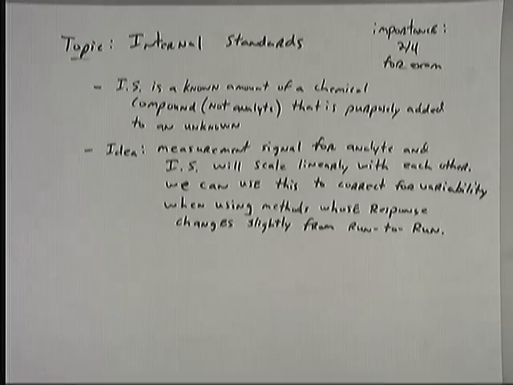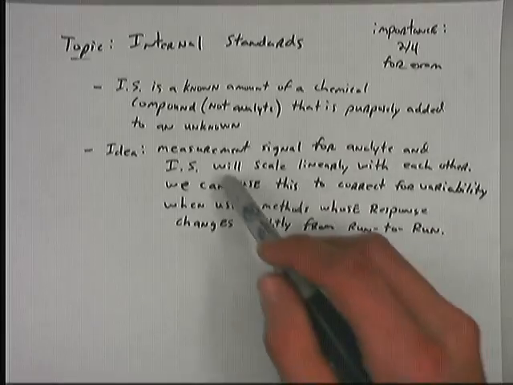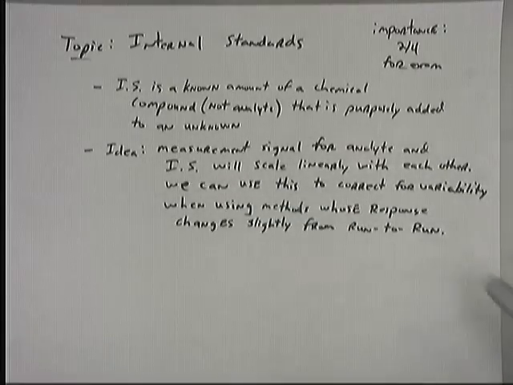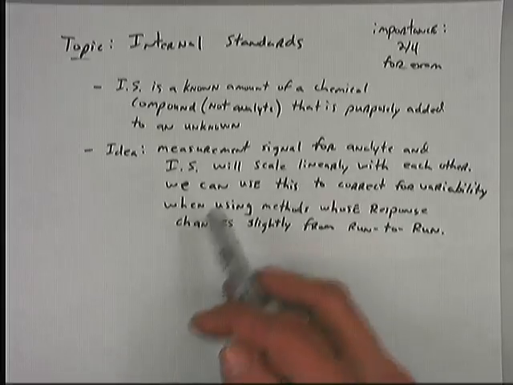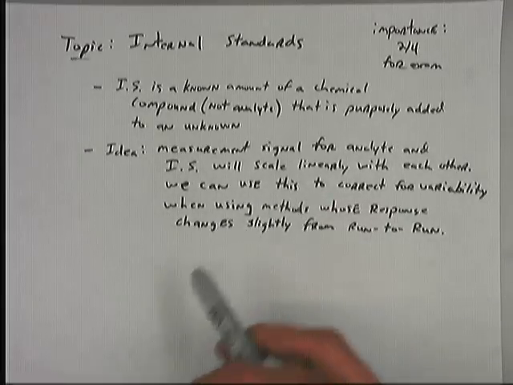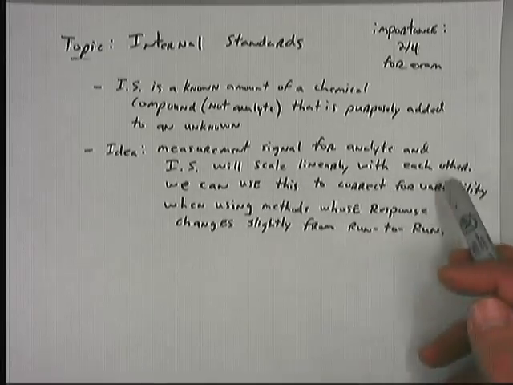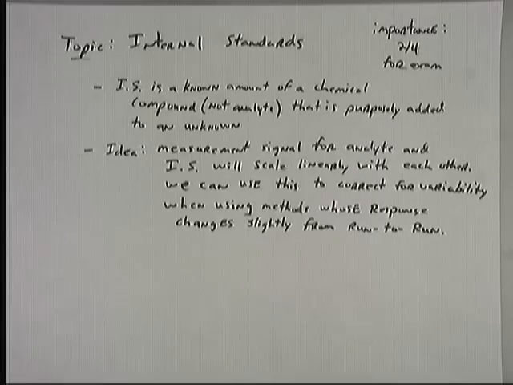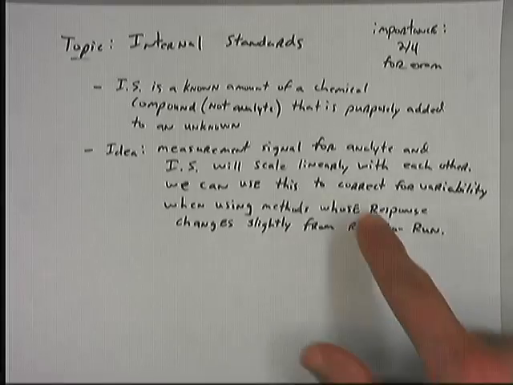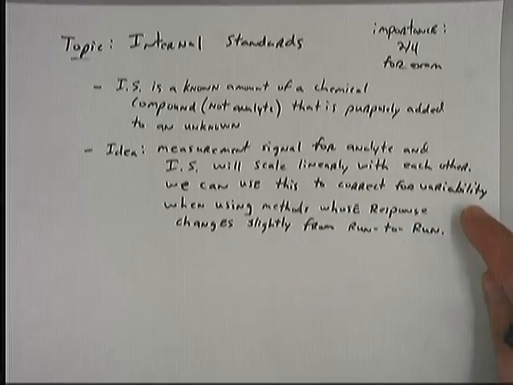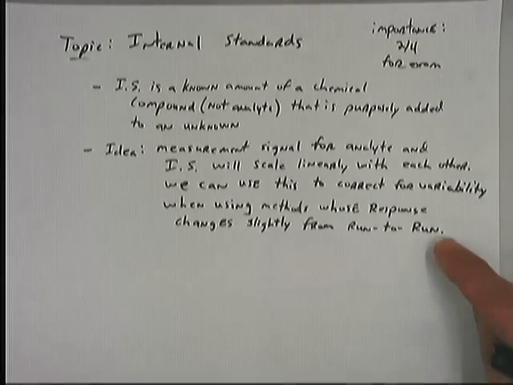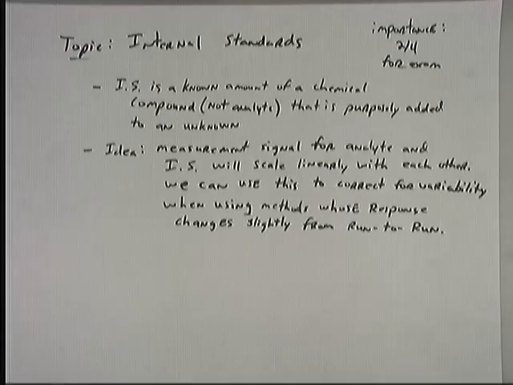The general idea for why we would ever want to add an internal standard is that the measurement signal for an analyte and the internal standard on the device we use to make our measurements, whether that's a chromatograph, atomic absorption spectrometer, any different instrument that you might use in lab. The idea is that the signals for the analyte and the internal standard are going to scale linearly with one another. So as one gets bigger, the other will get bigger. And the reason why this is important in analytical chemistry is we can use this linear scaling relationship to correct for variability when using methods whose response will change slightly from run to run. Okay, this is a very common use of internal standards.